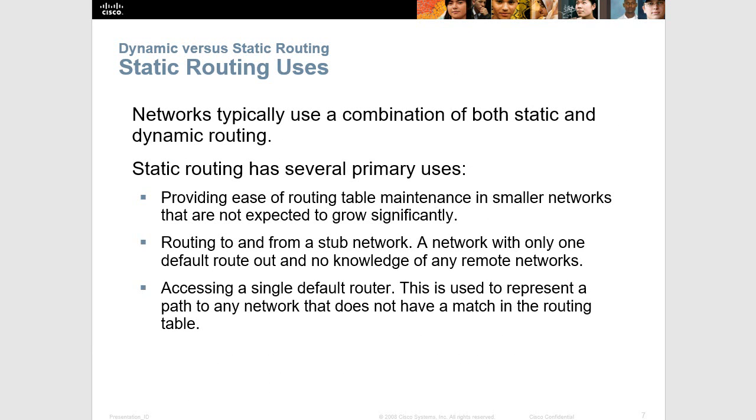Networks typically use a combination of both static and dynamic routing. We talked about uses for static routes. If you were going to be routing to and from a stub network, you could use a static route. They are handy when you're working with smaller networks that you don't expect to grow very much, or accessing a single default router. You could use a static route for that as well. So these are some things we saw in the previous chapter about when to use static routing.